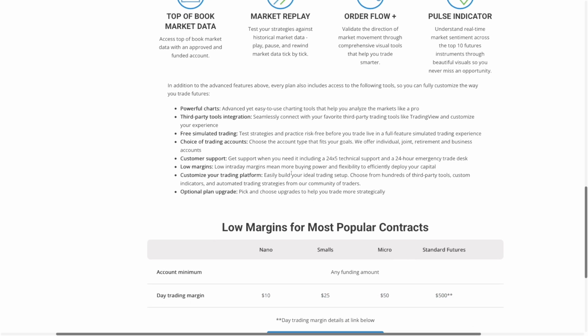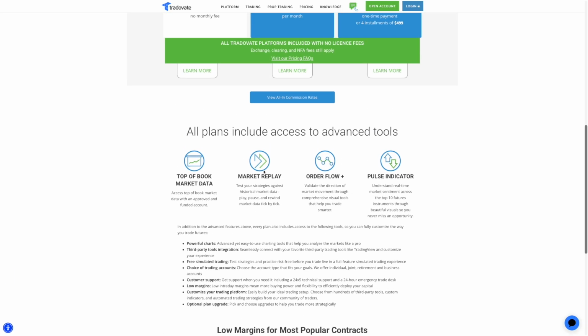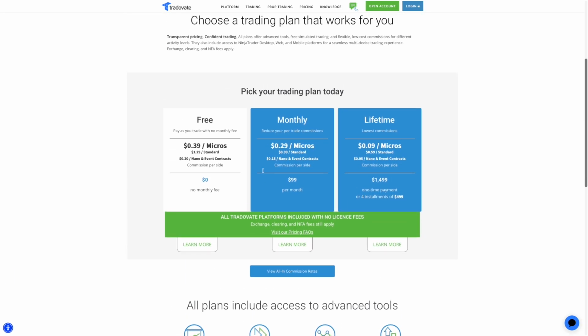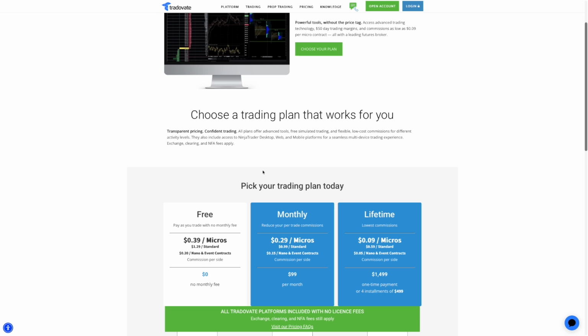If your volume grows later, you can move from the free plan to a paid membership and recalculate. Start simple, measure, then optimize based on real trading activity.